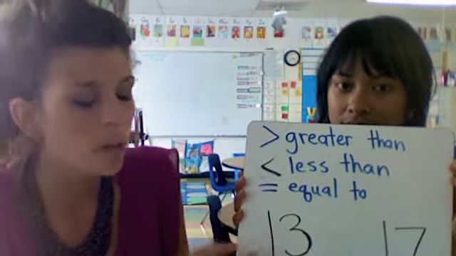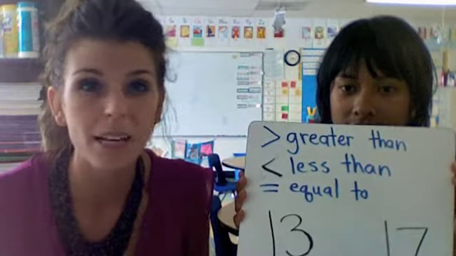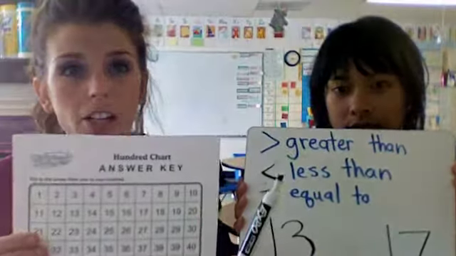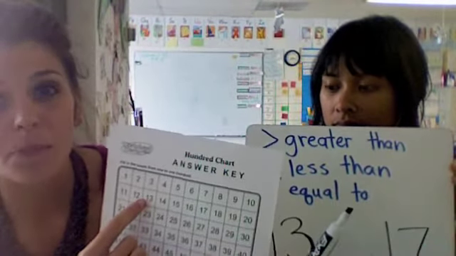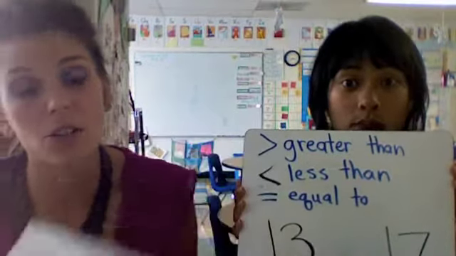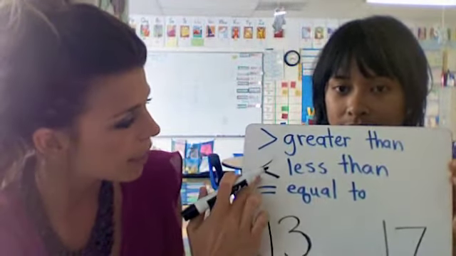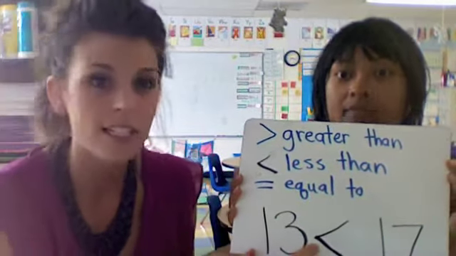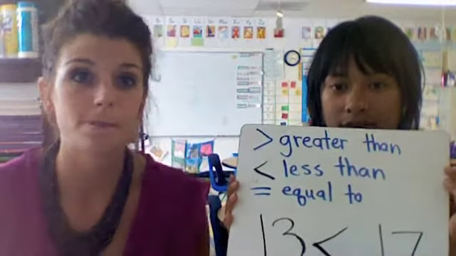Well, I could draw circles to compare, so I can make 13 and 17, but that might take me a while. So I'm going to look at my 100 chart, or I can look at my number line, and I know that 13 comes before 17. So 13 is less than 17. I look up here. 13 is less than 17. And remember to practice saying it when you write it. Good job.